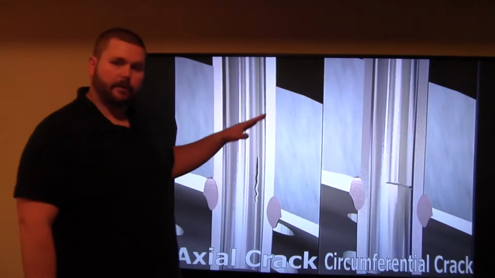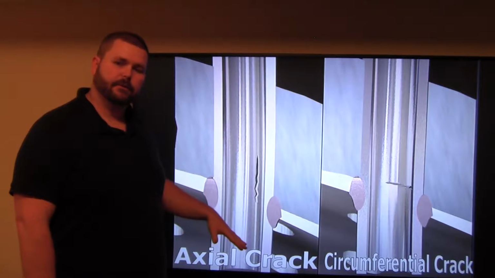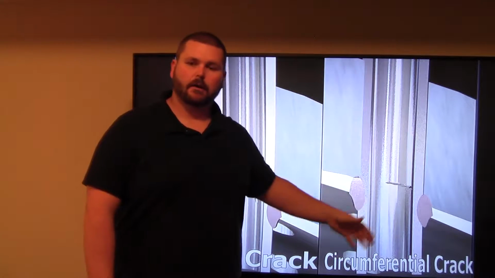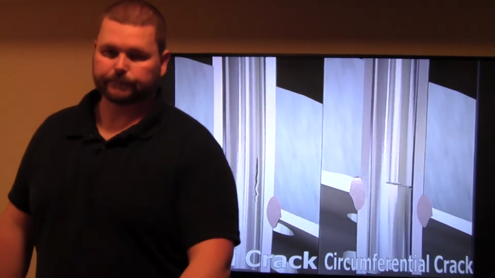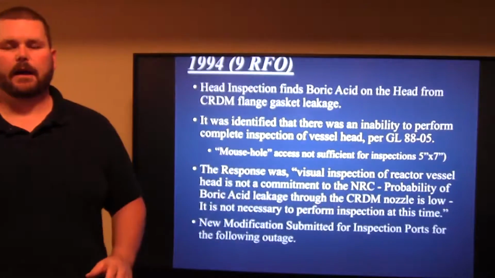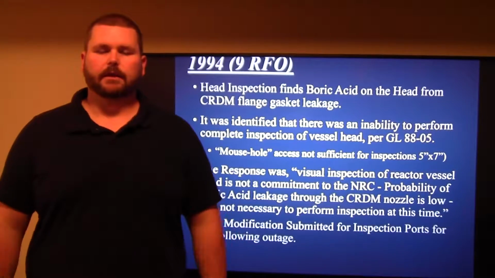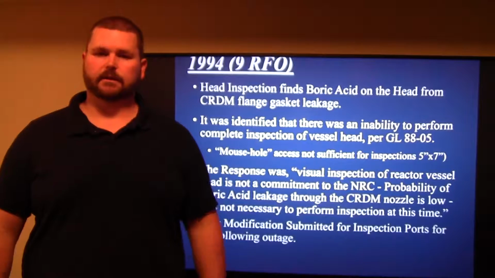So this is their first incident where they see carbon steel corrosion from boric acid itself. And here's a view they were talking about for the cracks between the axial crack and circumferential crack on the control rod drive mechanism itself. And they're like, okay, we can do these inspections. They continue on. And then during the 9th refueling outage, they conducted another head inspection.